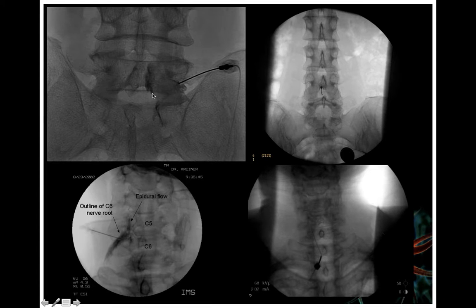This is what it looks like. We use fluoroscopic guidance, and it is a standard of care. Probably 10 to 15 years ago, a lot of these were done blind in the office, but we don't do that anymore. And so let's go over the anatomy really quick.